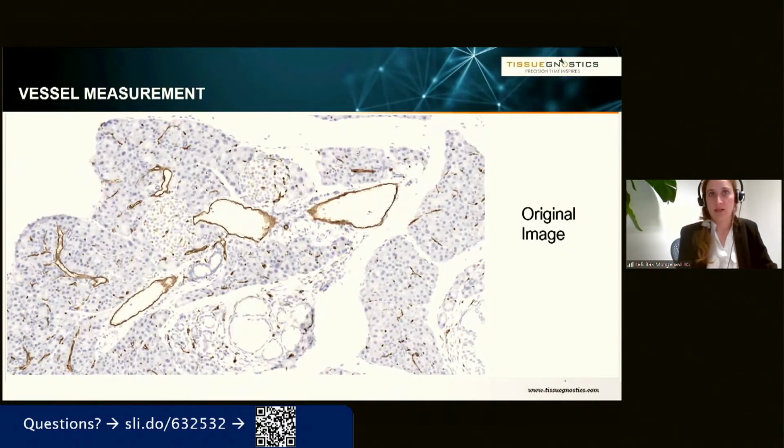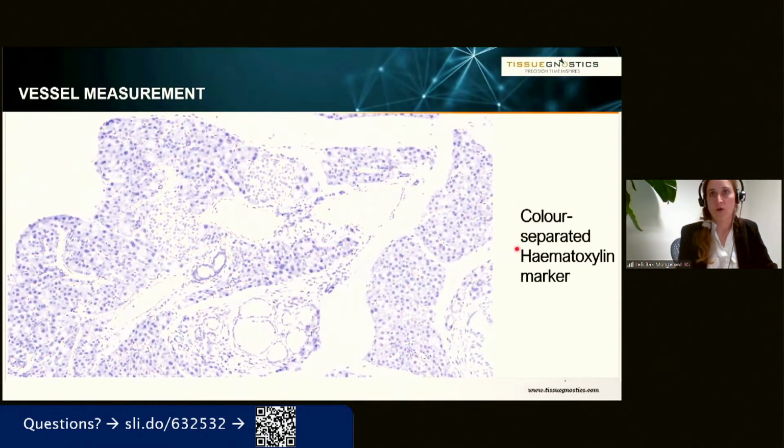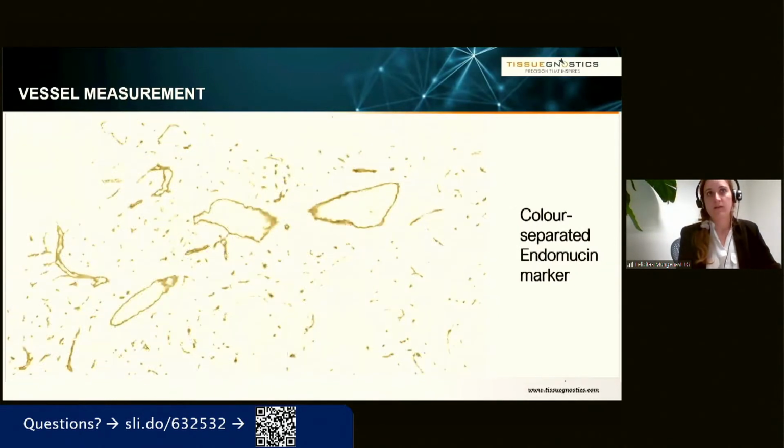Here you can see a tumor section stained for hematoxylin in blue and the endothelial marker in brown to detect the blood vessels. So this is the original image. What we always do before the analysis of bright field images is to perform a color separation. So this is the unmixed channel for hematoxylin only, and the unmixed channel for the blood vessel marker only.